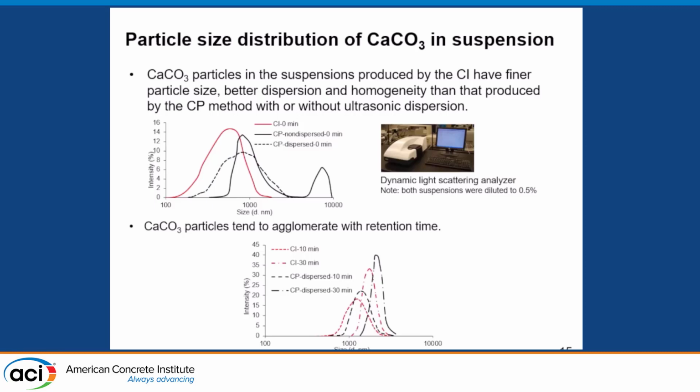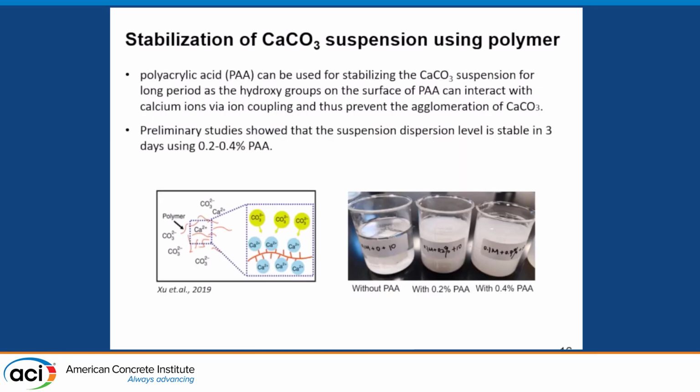However, the upper figure shows data collected right after we generated the nano calcium carbonate suspension. With time, as you can see, the nanoparticles agglomerated with the retention time, when we don't do anything. So when we produce it, we have to find a way to stabilize the particles. That's why we use polyalkylate acid polymers to stabilize the calcium carbonate suspension, whether we use the CI method or the CP method after we disperse or create them. The preliminary study shows that the suspension dispersion level is stable for 3 days when using 0.2 to 0.4% polyalkylate acid, but more studies are needed to prolong the stable time.